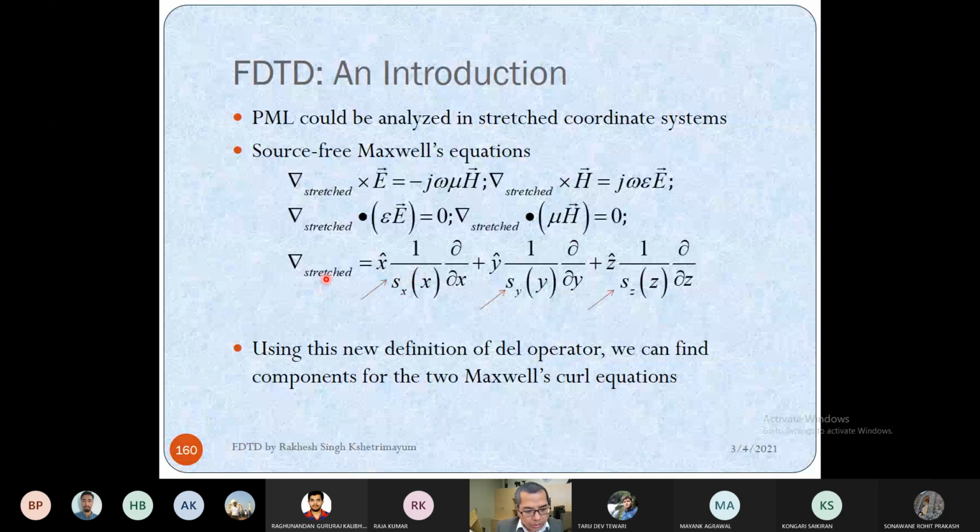Del operator is defined like this, and with the new stress coordinate system, we actually write the source-free Maxwell equations for the stress coordinate system. Curl of E is equal to minus j omega mu H. Only thing is that we take the del operator in the stress coordinate system, and del operator is defined like this with the new scale factors Sx, Sy, and Sz.